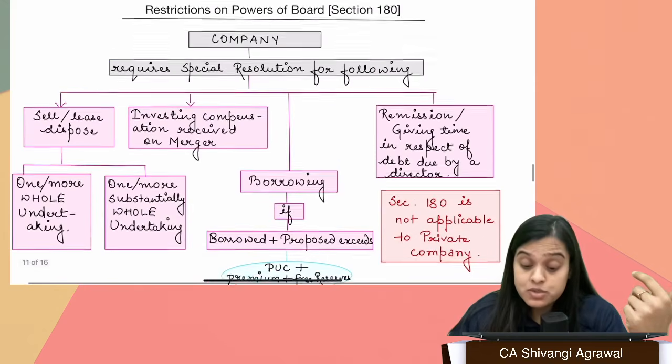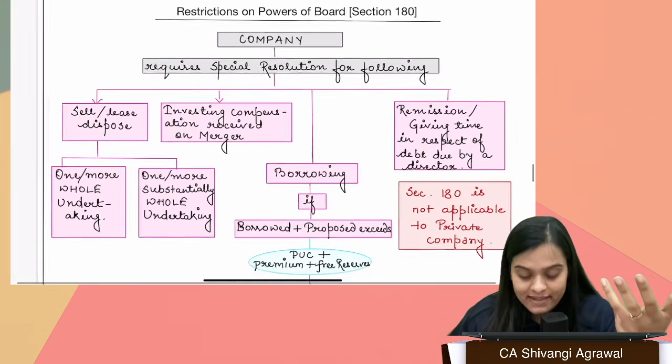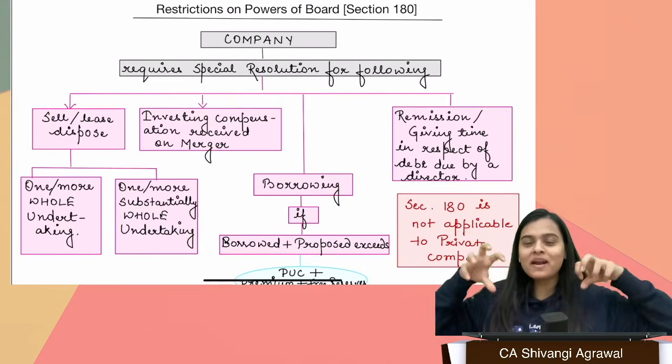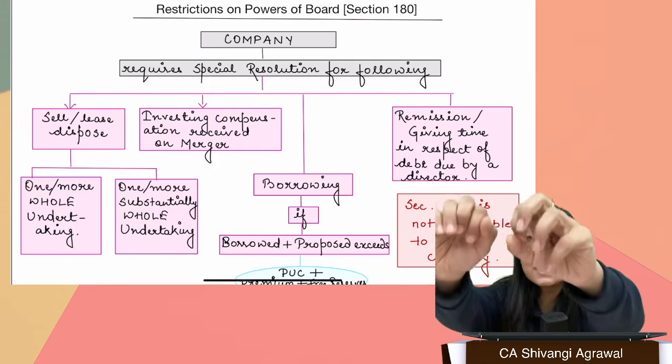Fine. Now we come to section 180. Now 180, 179 has given the power, and 180 comes just running behind it and says, stop.